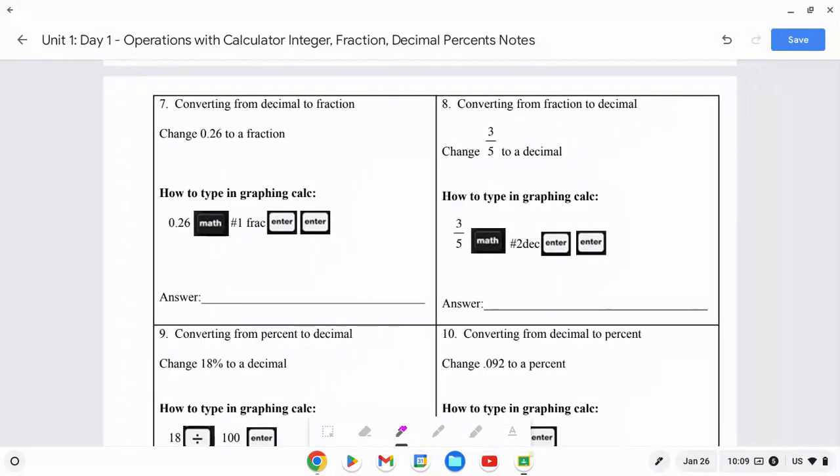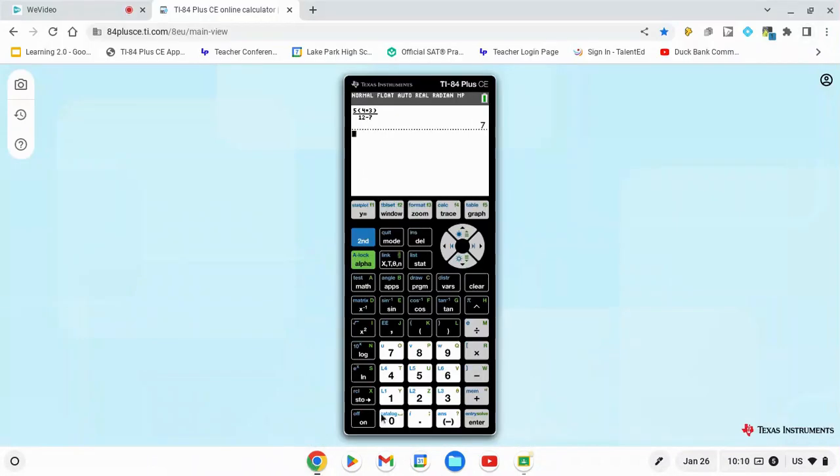Okay, next thing we're going to talk about is how your calculator can convert from a decimal into a fraction. So if we go back to our graphing calculator, I'm going to clear this out. And if you are given a decimal, the first thing I'm going to type is the decimal. So I have 0.26. And I want to convert that into a fraction.